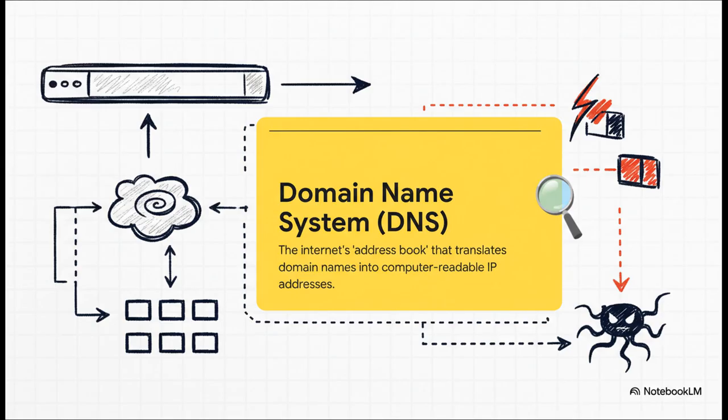And this is the system they hijack to do it: the DNS. It's basically the internet's giant address book. Every time you type a website into your browser, DNS is the thing that translates that friendly name into a bunch of numbers, an IP address that computers can actually understand. It's absolutely fundamental to how the web works.